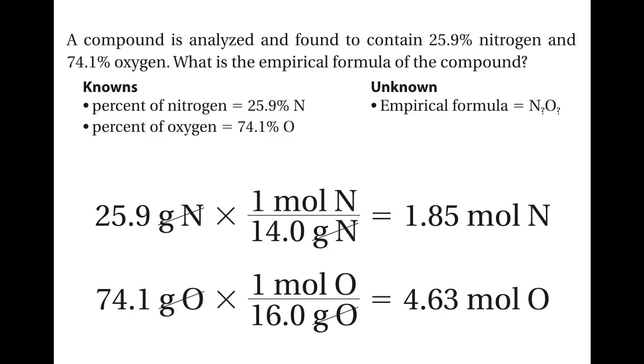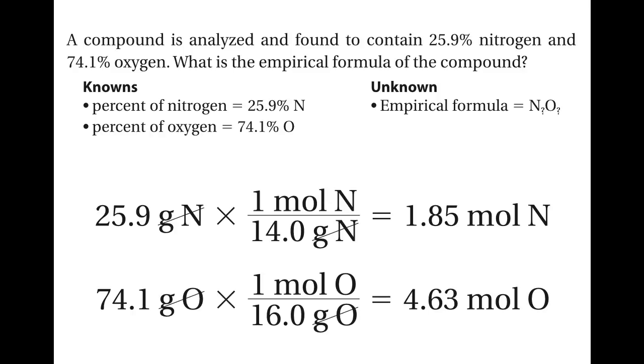As you guys can see, the gram unit will cancel out. I'm left with the mole. All I have to do is do the math. I'm going to go 25.9 times 1 divided by 14.0 grams. I will be left with 1.85 moles of nitrogen. I will do the same thing for oxygen. I will go 74.1 times 1 divided by 16.0, and I get 4.63.